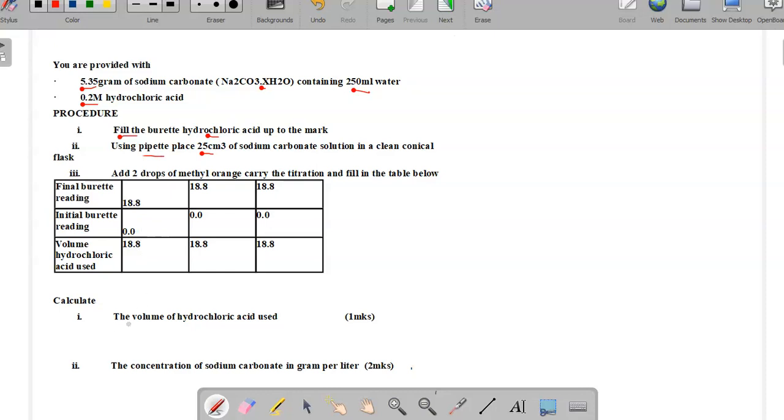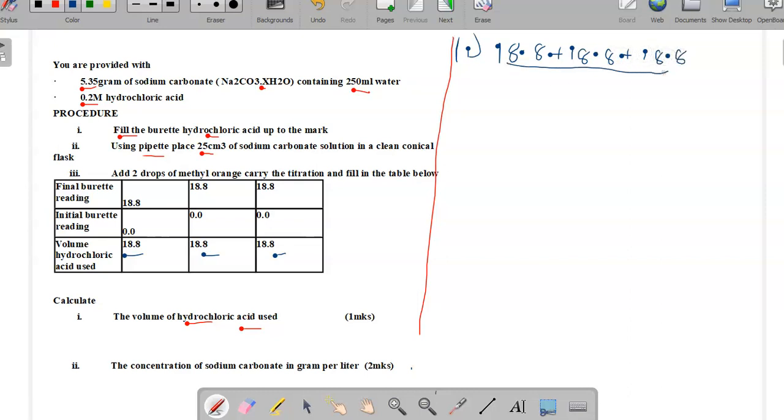When you fill the table, the first question is asking, calculate the average volume of hydrochloric acid used. To calculate the average volume of hydrochloric acid used, without wasting any time, from one, this is what you do. You add these 3. Then you divide by 3. 18.8 plus 18.8 plus 18.8. Then you divide by 3. First you add it, you get 56.4. Then divide by 3, you'll get 18.8 centimeter cubic of HCl.